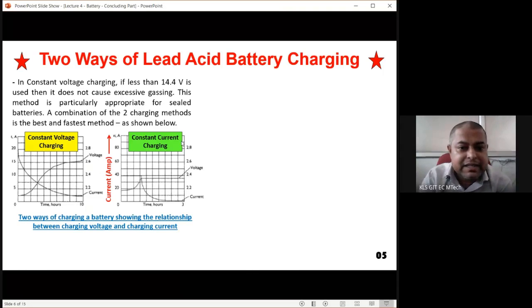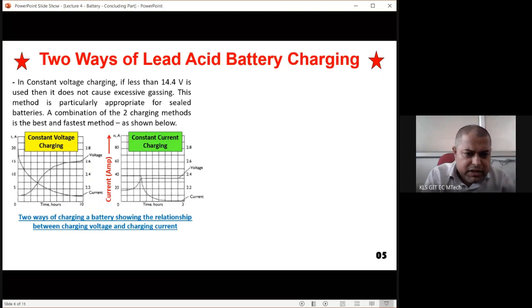Okay. Right side you can check. So two ways of charging a battery, showing the relationship between charging voltage and charging current. Right side you can find constant current charging. Here you can find the voltage graph. The voltage graph is increasing suddenly and it is staying there. So how much is the maximum voltage? Maximum voltage is around 2.35. Each of these 2 volt cells inside the 12 volt battery is being given a voltage of around 2.35 volt.